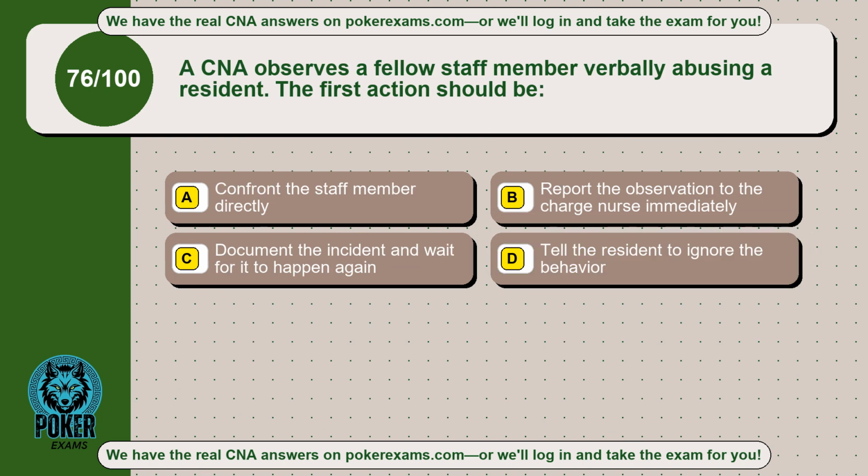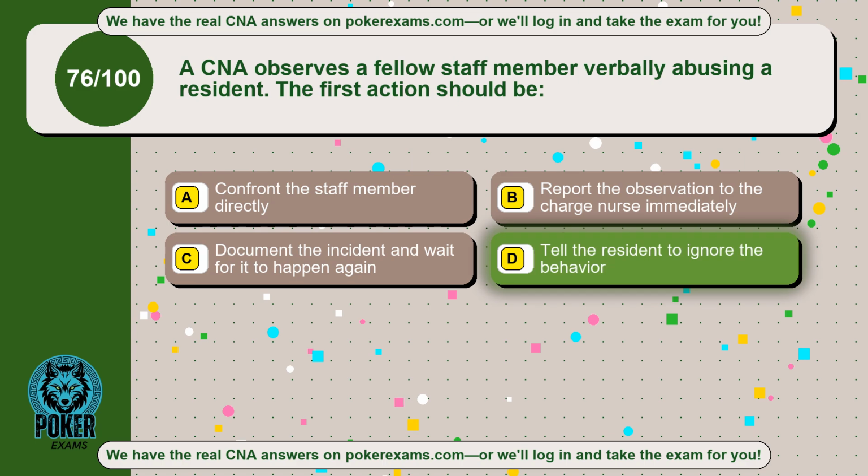Question 76. A CNA observes a fellow staff member verbally abusing a resident. The first action should be: Option A, confront the staff member directly. Option B, report the observation to the charge nurse immediately. Option C, document the incident and wait for it to happen again. Option D, tell the resident to ignore the behavior. The correct answer is option D.